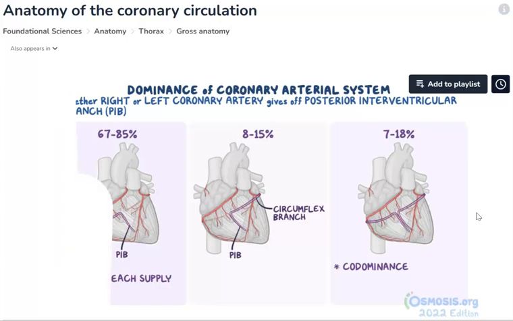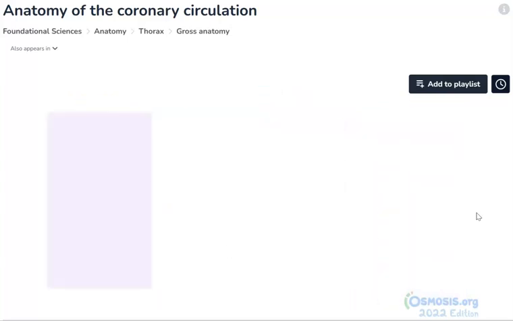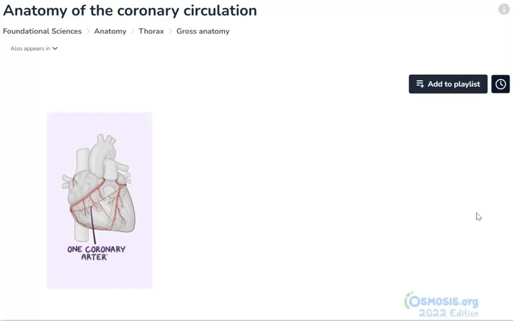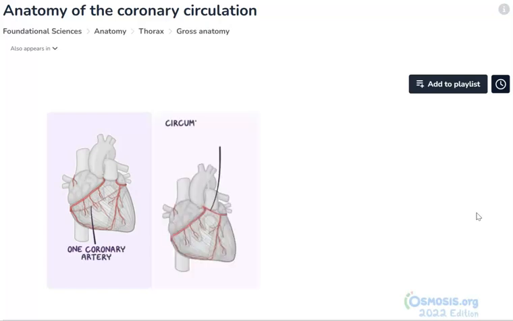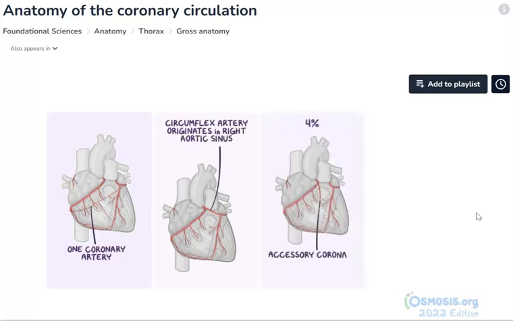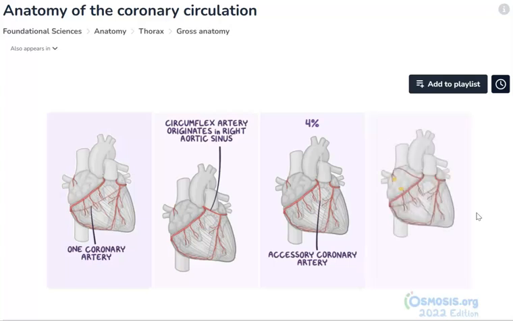And if you thought that all on its own made each of us special, think that some people might have just one coronary artery. In others, the circumflex artery might have its origin in the right aortic sinus. 4% of people have an accessory coronary artery. Finally, the RCA gives the sinoatrial nodal branch 60% of the time and the AV branch 80% of the time, while LCA is responsible for the other scenarios. That's quite some variation.